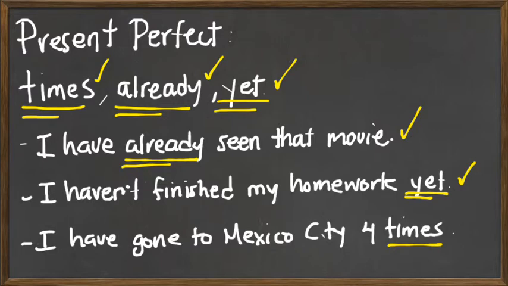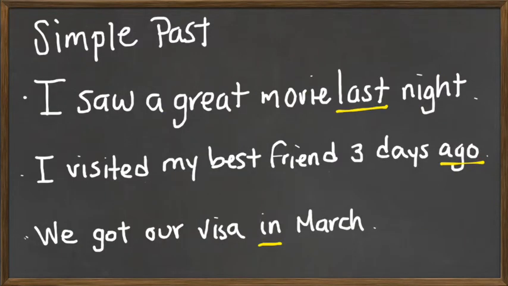In the last one, I have gone to Mexico City 4 times. There's our expression. You can ask your teacher if you require more explanation on how to use these expressions, times, already, and yet. Now, with the simple past, we have very different expressions. For example, we have the expression last, the expression ago, and the expression in.